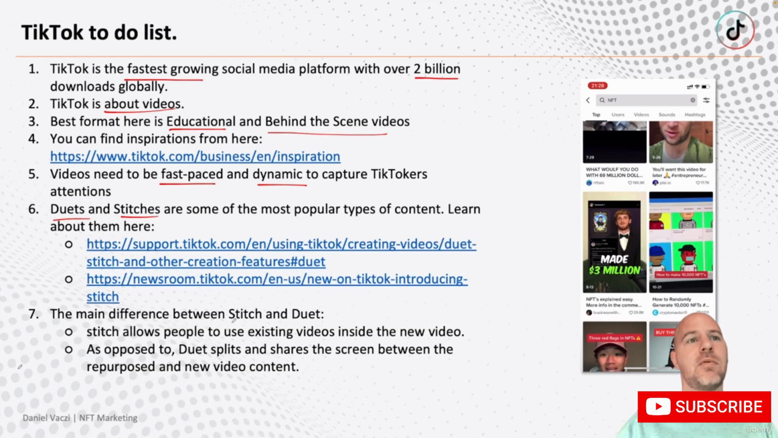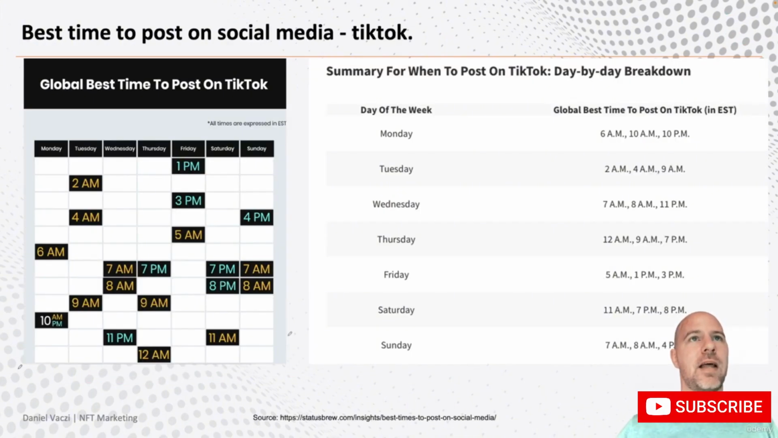The main difference between Stitch and Duet is that Stitch allows people to use existing videos inside the new video, as opposed to Duet, which splits and shares the screen between the repurposed video and the video content. You know, when you split the screen, I think these are quite popular these days when people respond to other people's TikToks.